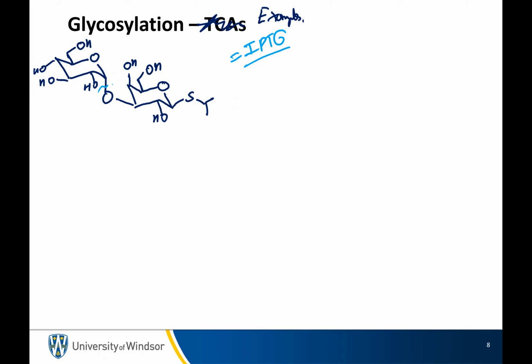Think about what we have to do. Again, this is a beta galactose. This is an alpha glucose. And we need C3 free on a galactose.